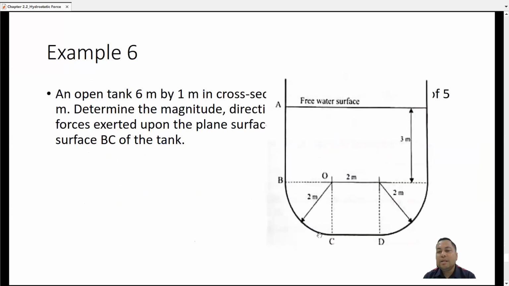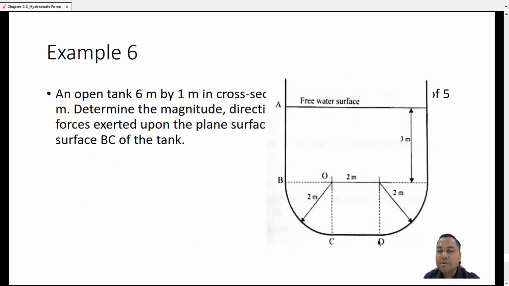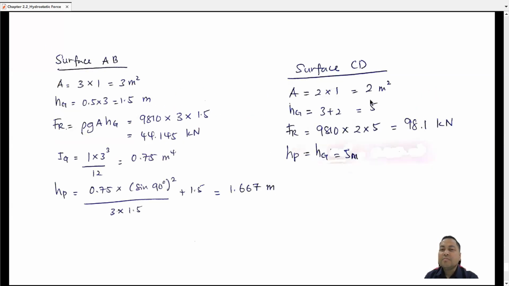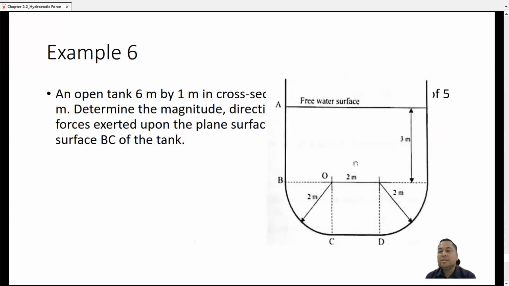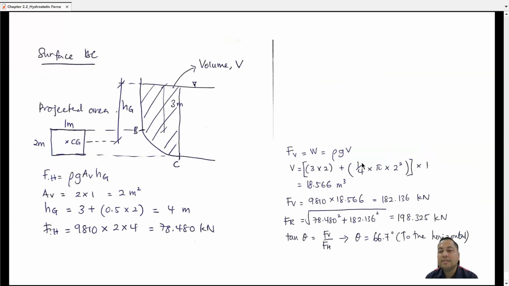For horizontal plane CD, the area would be 2 meter times 1 meter, the breadth of it. Hg is equal to 3 meter plus 2 meter as it is a horizontal plate, so 5 meter. So the resultant force can be obtained by multiplying this and we got it as 98.1 kilonewton. In this case, HP is equal to Hg because it is horizontal. So it is equal to 5 meter for surface CD.